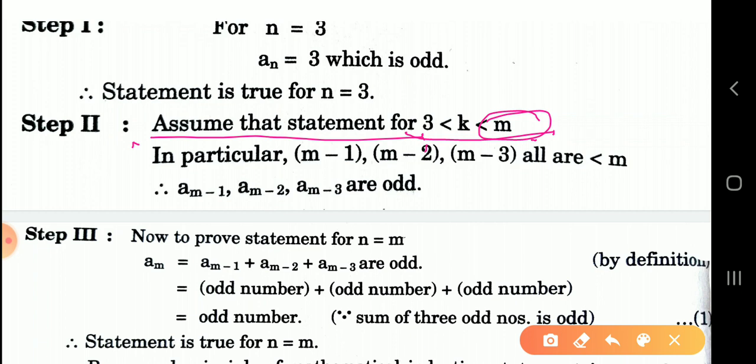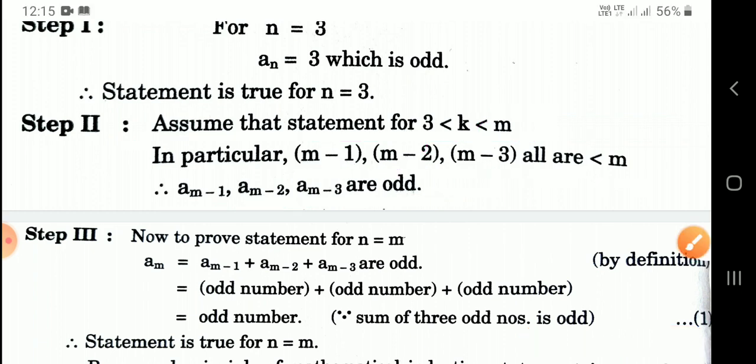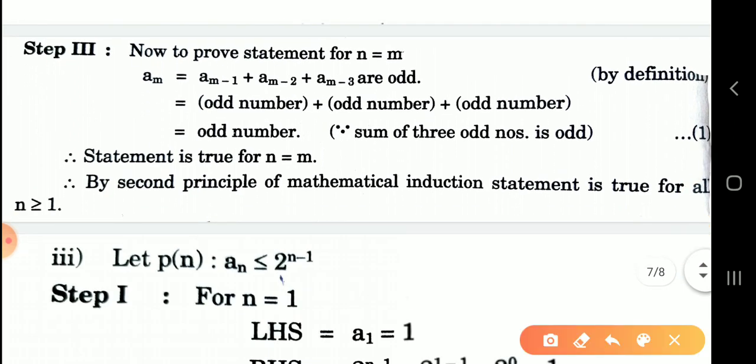In particular, m minus 1, m minus 2, m minus 3 are all less than m. That means a_(m-1), a_(m-2), a_(m-3) are odd. All terms are odd. Now we have to prove this statement for n = m. That is, we have to find a_m. So a_m is equal to what?